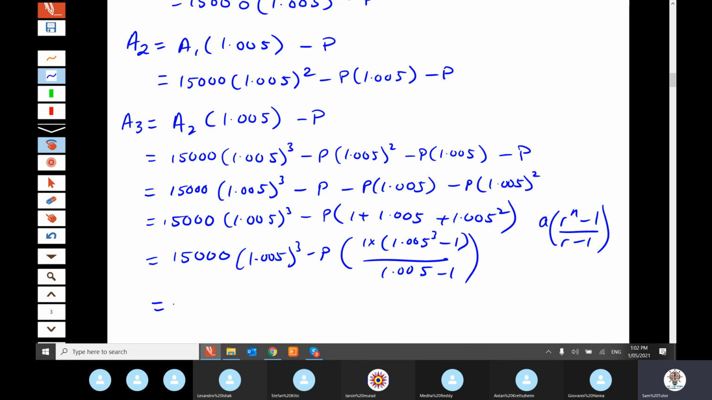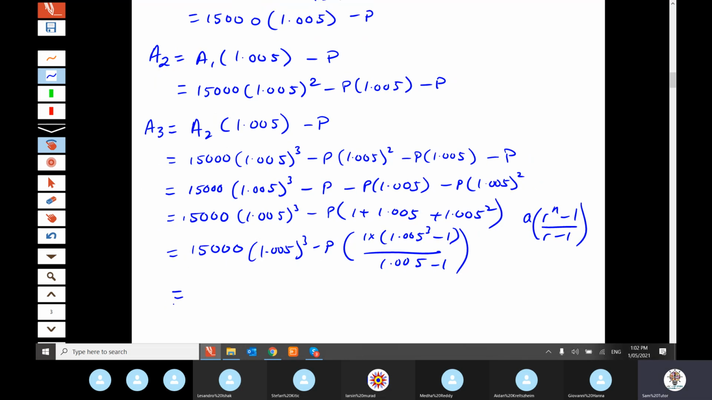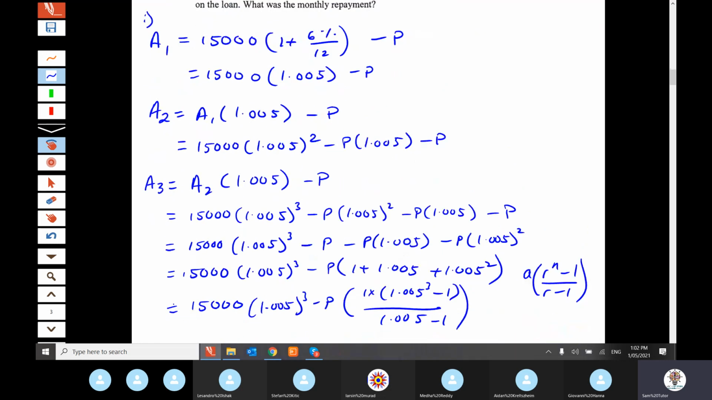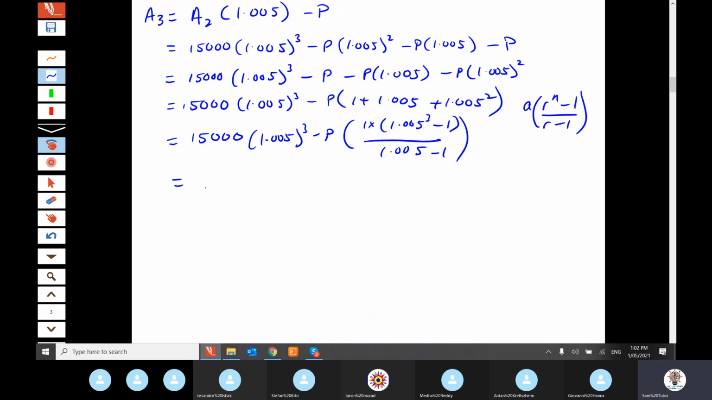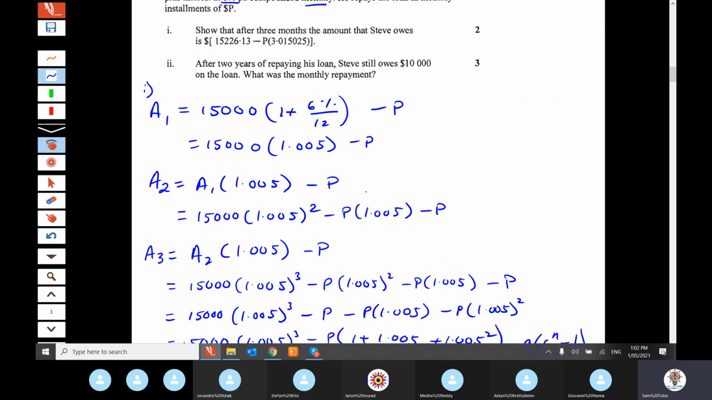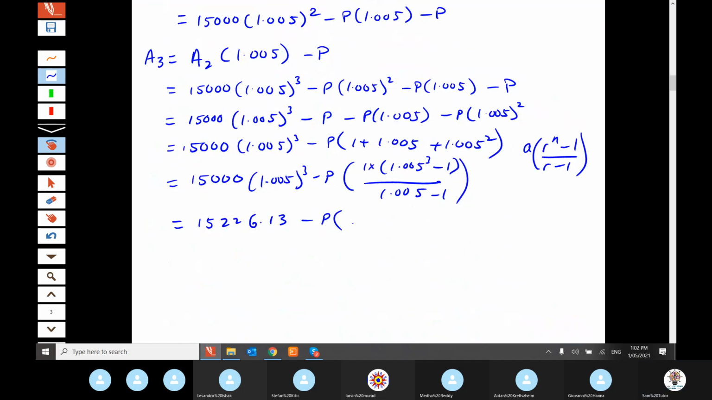With any stroke of luck. I know, but you know I'm not doing it for this question. I'm doing it for any question you're going to get. By any stroke of luck, you plug it into your calculator, it's done. 15,226.13 minus P, 3.015025. But obviously, you guys know you could have subbed it in from anywhere here, plugged into your calculator, and you still would have got this answer.